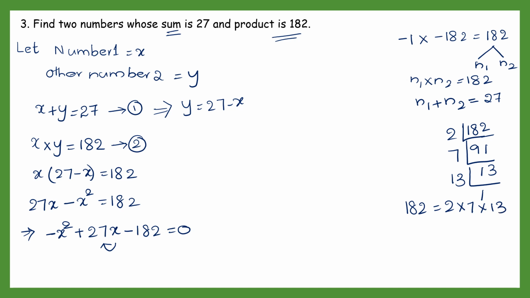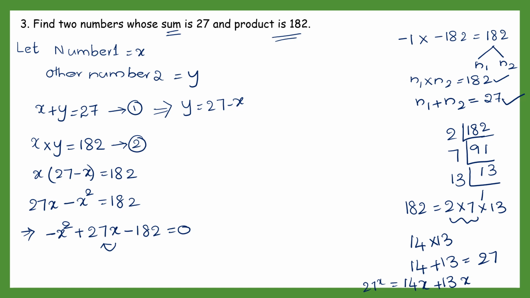Now you can easily split the number 182 into two numbers. How? 182 can be written as 7 twos are 14, so 14 into 13. Let's check. 14 into 13, the product is 182. So, the product is satisfied. Let's check the sum of the numbers. 14 plus 13 is 27. So, the sum is also satisfied. So, you can take 14x plus 13x. In this way, you can split the middle term 27x. 27x is equal to 14x plus 13x.